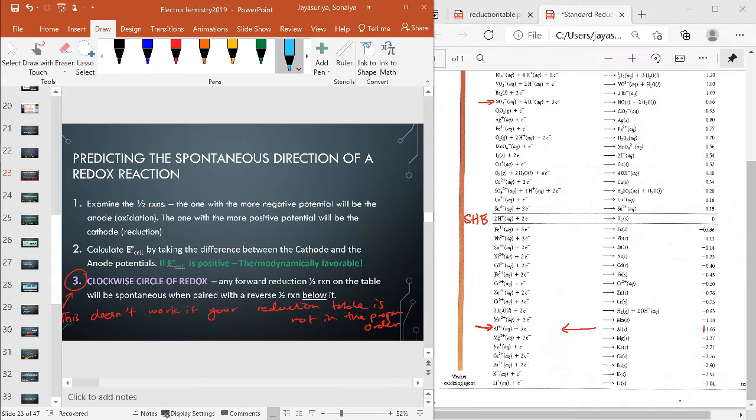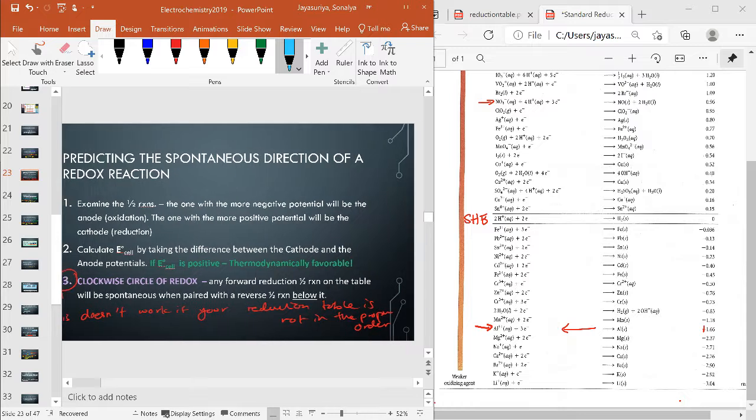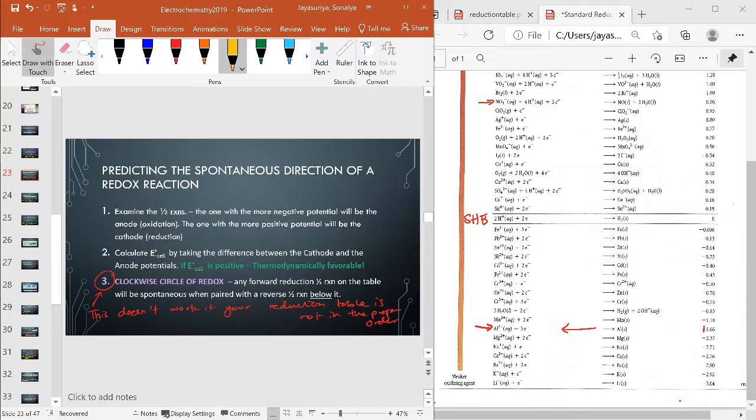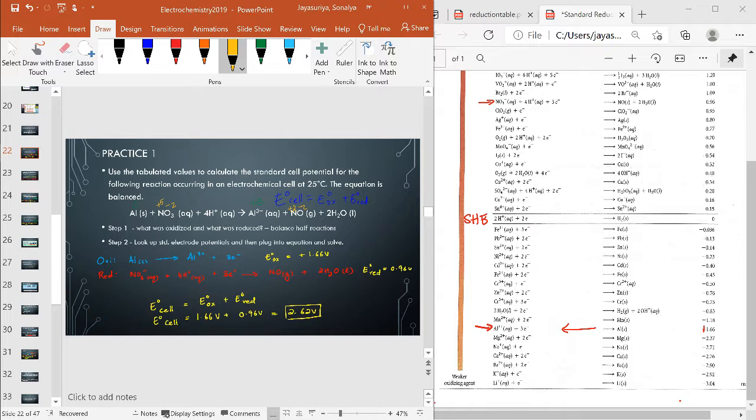When you look at the two half reactions, if you don't want to do any calculations, you can easily figure out if it's going to be thermodynamically favorable. If your E cell is positive, that reaction is thermodynamically favorable. Okay, that's basically the rule. If positive E cell, your reaction is favorable. So like the previous problem over here, this one is thermodynamically favorable because it's 2.62 volts positive.